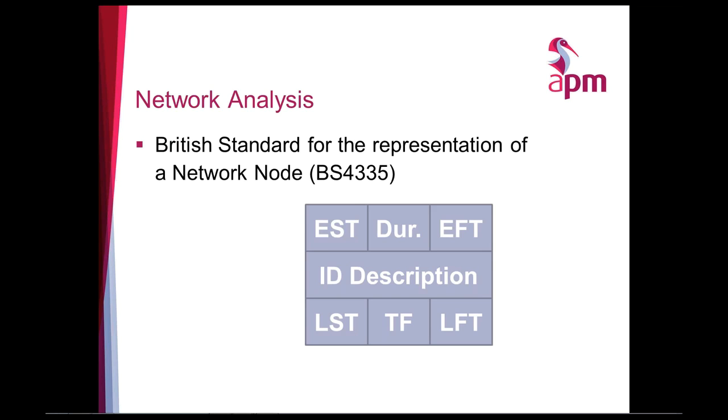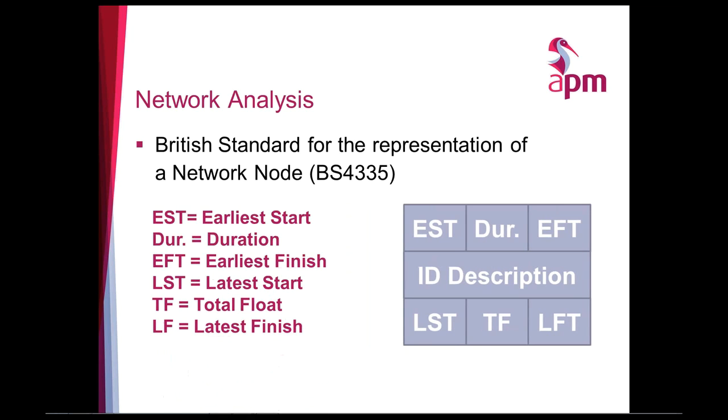Okay, right. Network analysis. There is actually a British standard for drawing networks, and that's BS 4335. In there, it's got this little box showing how we describe it. It's got EST, EFT, LST, and LFT. What this actually means is the earliest start time, the duration, and the earliest finish time. We use the box in the middle to give a description of the activity. And we've got the latest start time, the total float, and the latest finish time.